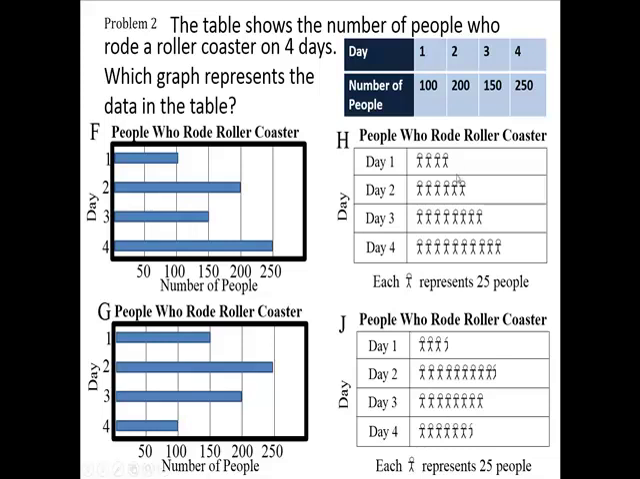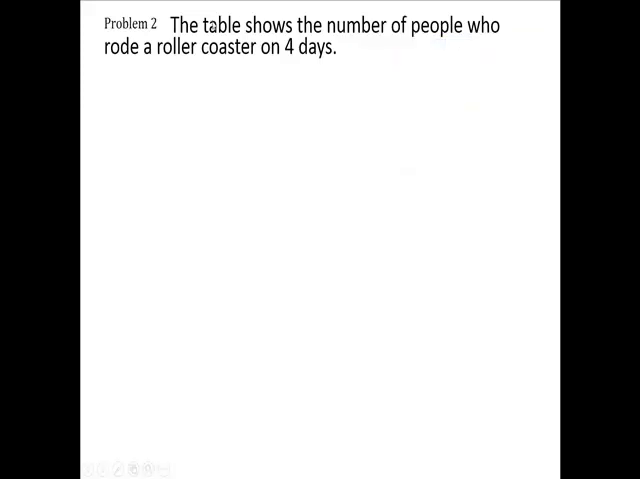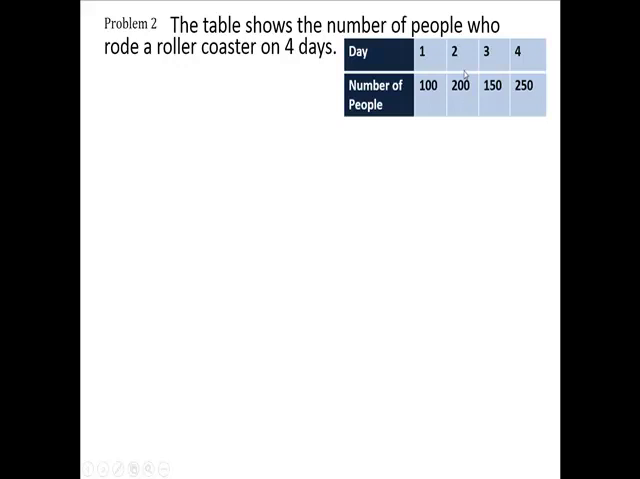Let's go back to the start up here. The table shows the number of people who rode a roller coaster on 4 days. And here's our table we're talking about. And here's a question. Which one of those 4 graphs represents the data in the table?